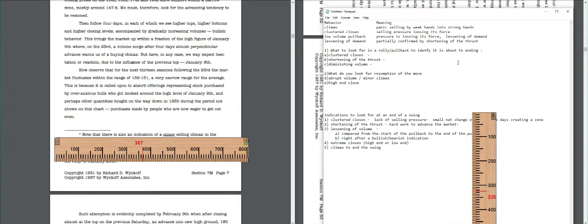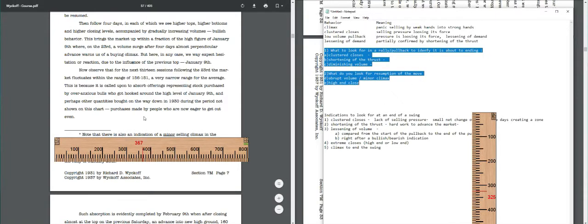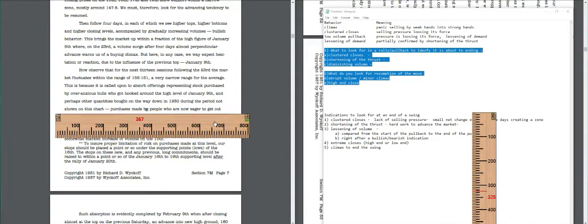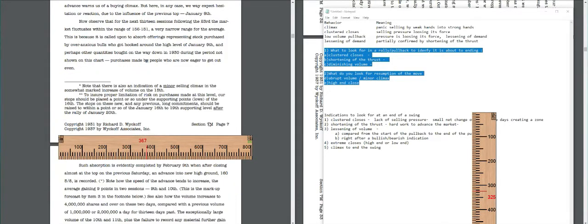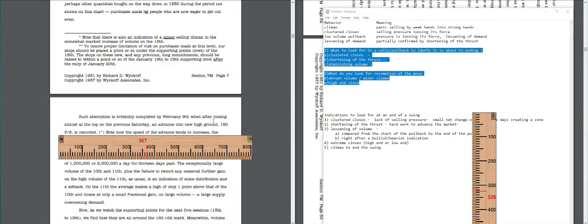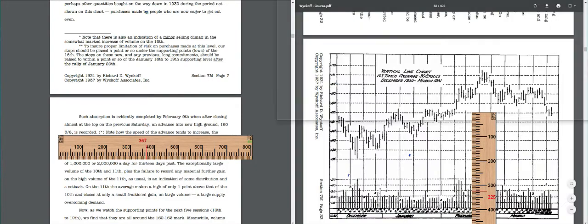High-end close will give you an indication that the pullback is done and the rally is going to continue. So these are just some things here. You could probably word it better than I do, but it's late and I don't want to go through too much. Alright, let's continue.